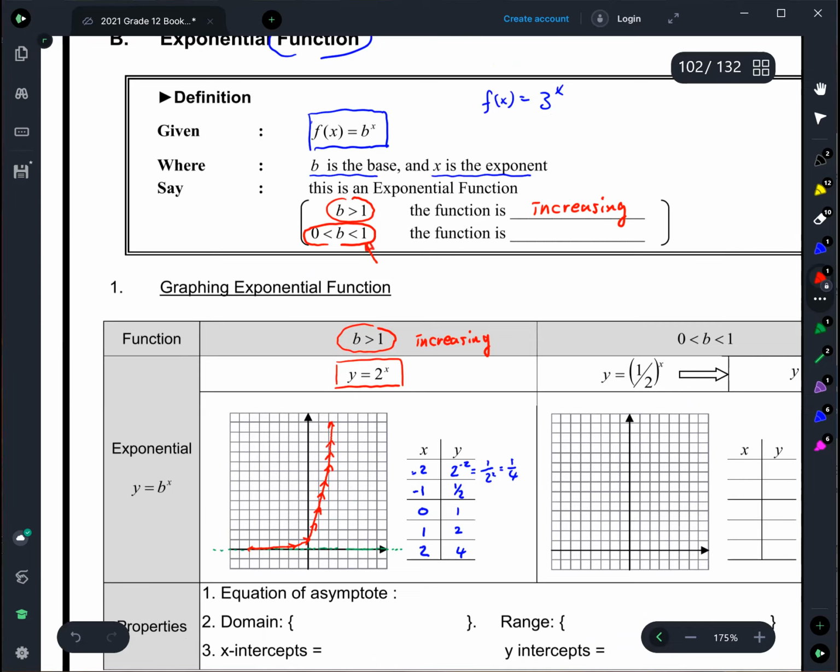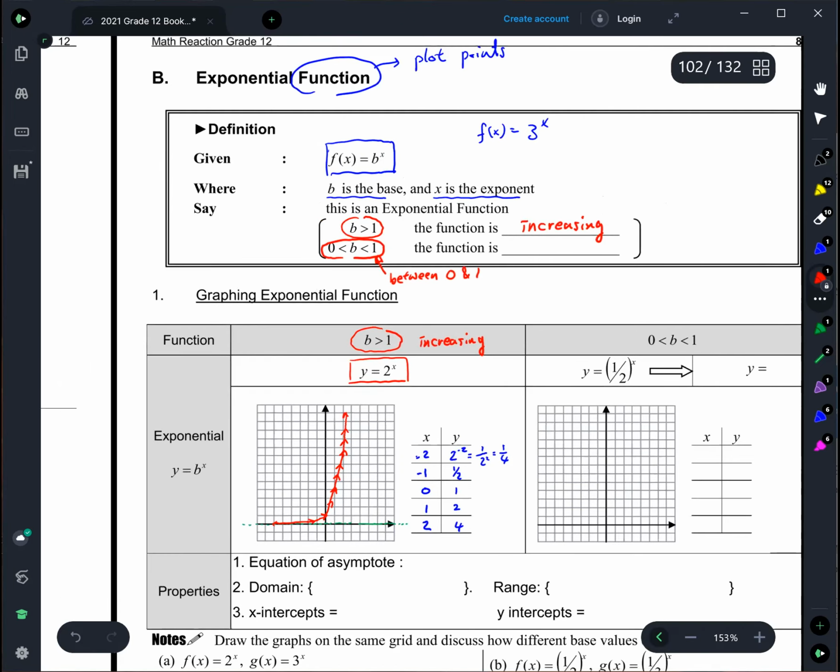We call this between 0 and 1. It's easier than saying base less than 1, base greater than 0, right? Takes too long. We just say base between 0 and 1. Then we can see that if greater than 1 is increasing, this one should be decreasing, right? The opposite. So let's look at an example.